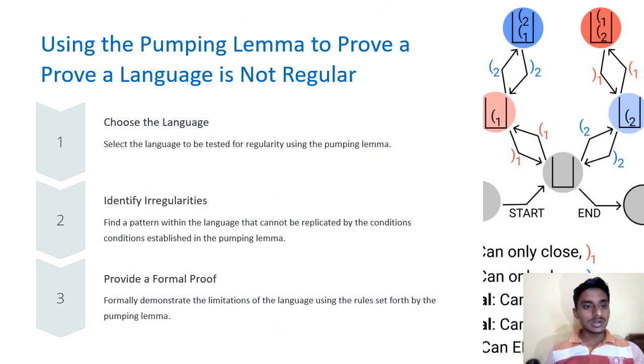So next we are going to see how to use the pumping lemma to prove a language is not regular. First, choosing the language: select the language to be tested for regularity using the pumping lemma. Second, identify irregularities: find a pattern within the language that cannot be replicated by the conditions established in the pumping lemma. And the third one is to provide a formal proof that demonstrates the limitations of the language using the rules set forth by the pumping lemma.